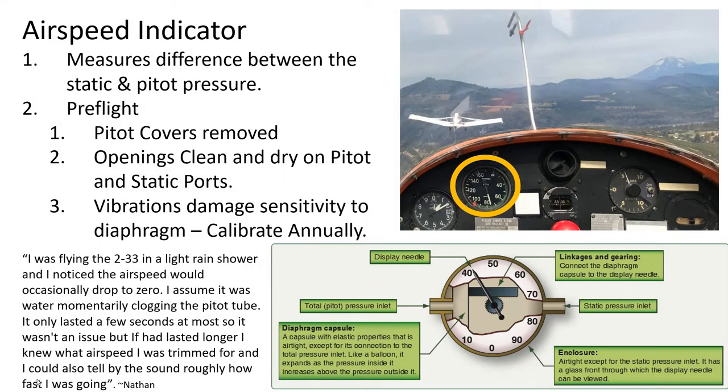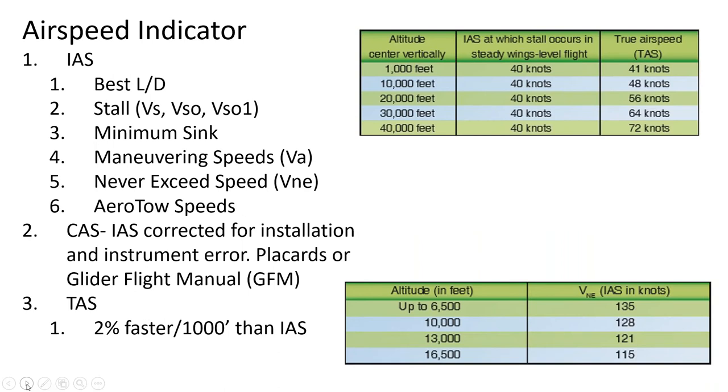And so that kind of gets us into corrected airspeed, the second part here, right? What you're reading on the airspeed indicator is your indicated airspeed, okay? And in 2 weeks, we're going to get into performance of aircraft and talking about all these V speeds: best lift over drag and stall speeds. VS or VSO is your stall speed in landing configuration, and then you've got minimum sink speeds and maneuvering speeds and never exceed speeds, right? Aerotow speeds. So we'll be talking about all that with Big Orange and some other planes, and looking at some polars and material.